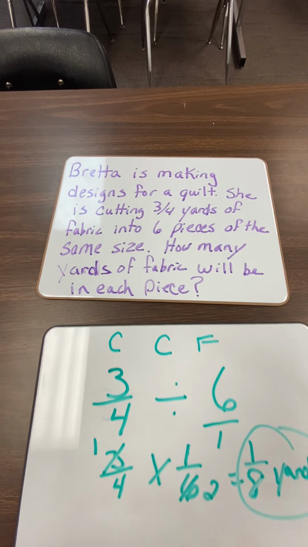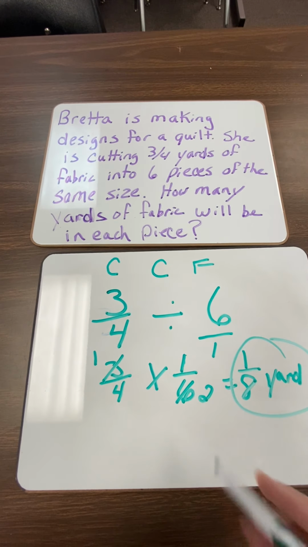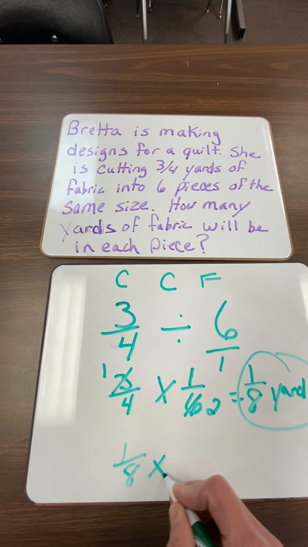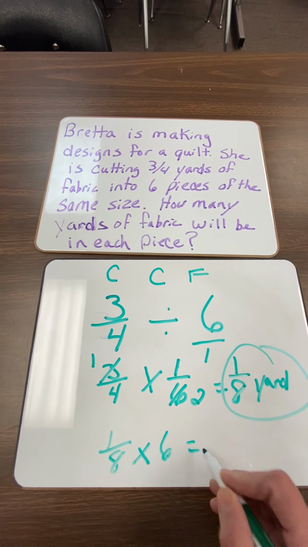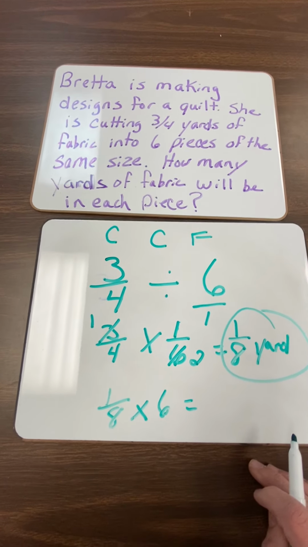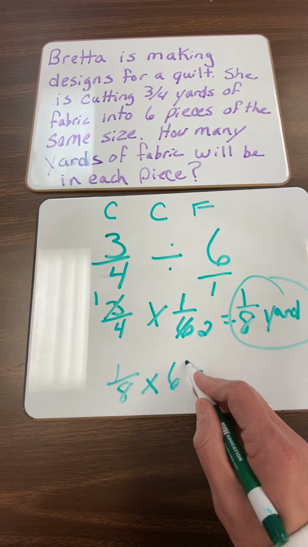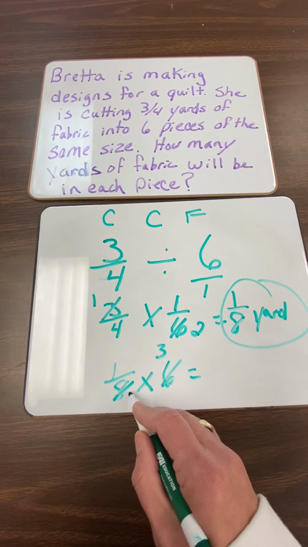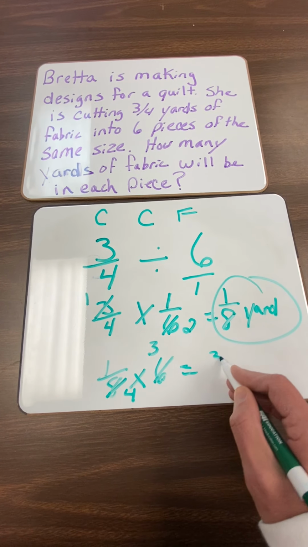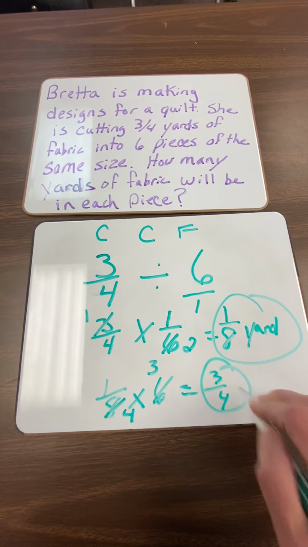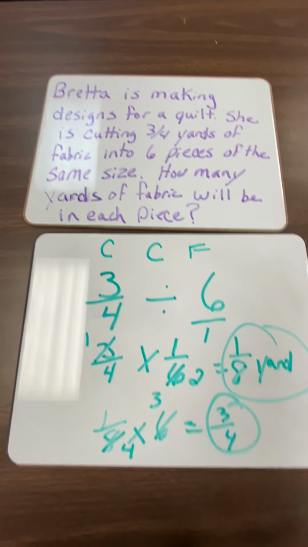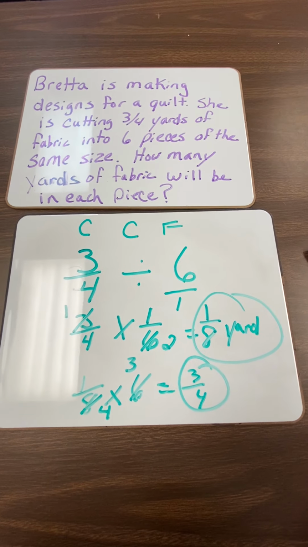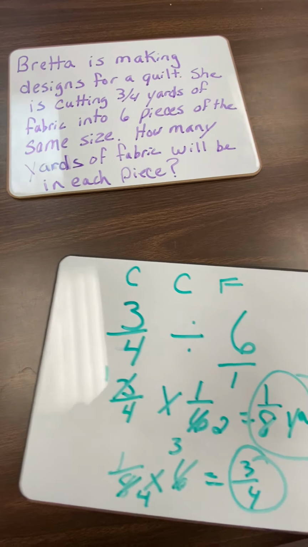And how many yards of fabric will be in each piece then? So how could we check that? Could we go 1/8 times 6? And if we're right, it's going to equal what? 3/4, isn't it? 6 divided by 2 is 3. 8 divided by 2 is 4. So 3/4 would be your answer. And that's what we started with. So that's a way of checking to see if you're correct. Okay, let's move on to another problem.